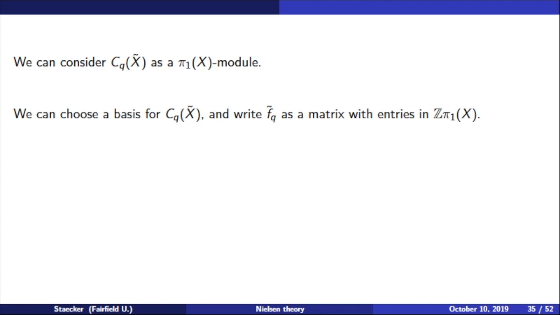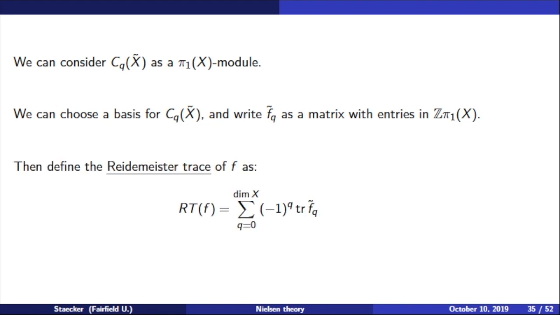The entries will be integers and also group elements at the same time. And then you can do this kind of trace. This is called the Reidemeister trace. It's basically the same as the Lefschetz number, but you are using this weird matrix, which doesn't have just numbers in it, but it's a combination of numbers and group elements.